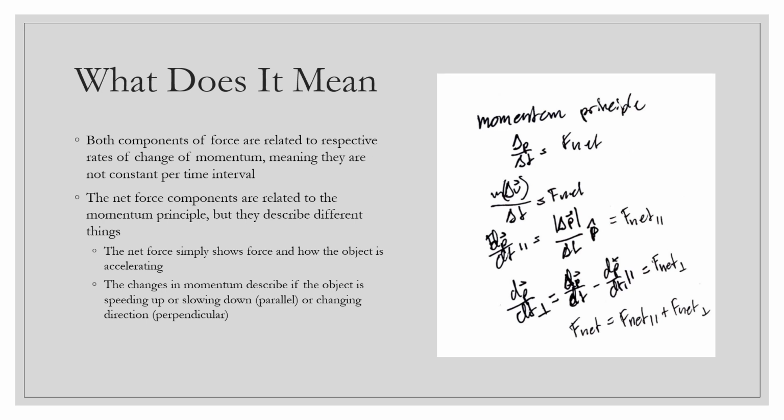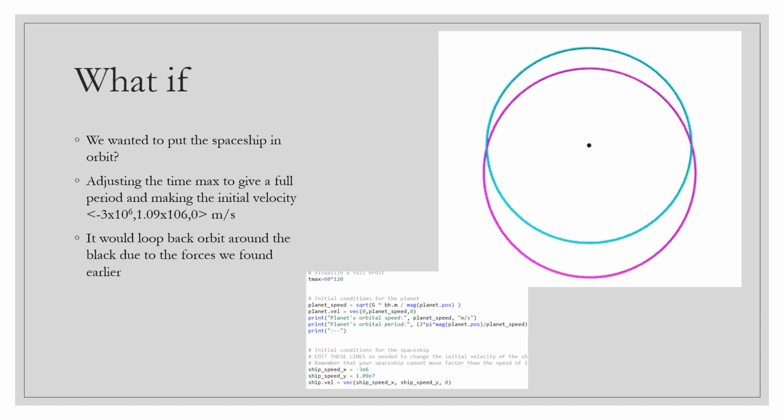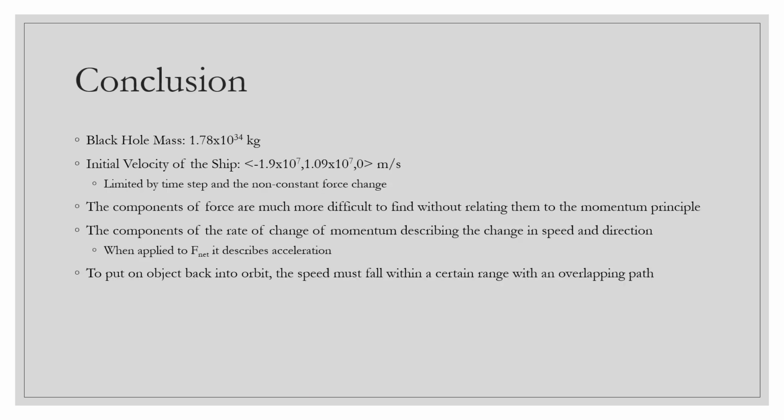What does this mean? Well, both components of force are respective of the change in momentum, but they show different things. Net force shows the overall acceleration of the object, but the components of momentum will show speeding up and changing direction. As for what if we were to reduce the x component of the speed, it would be put into an orbit similar to the one shown, which here we find our black hole mass and initial velocity as mentioned before.